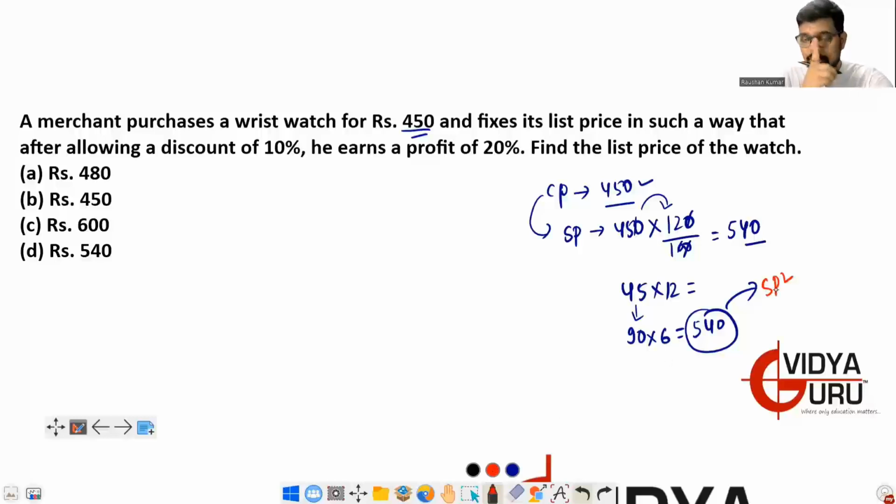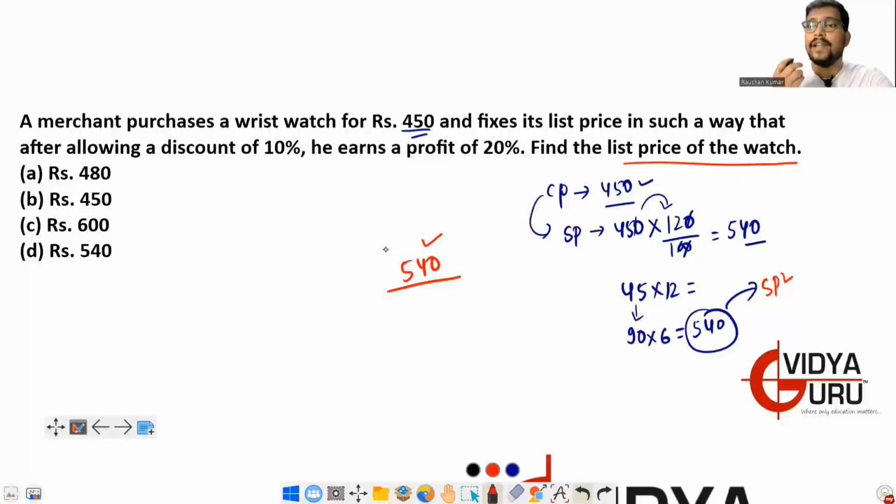Now the question is asking what should be the list price of that watch. That means the question is asking for the MP. So 540 is our SP, and we got this 540 just because we allowed a discount of 10% on MP.